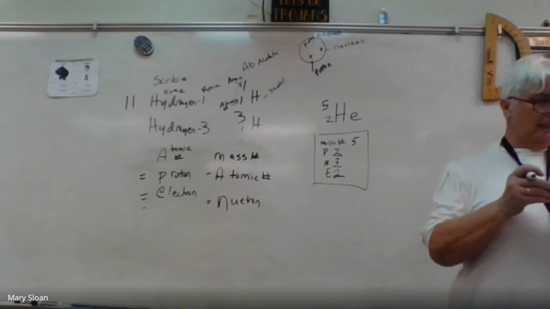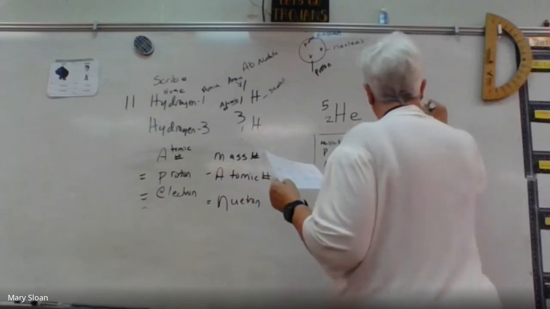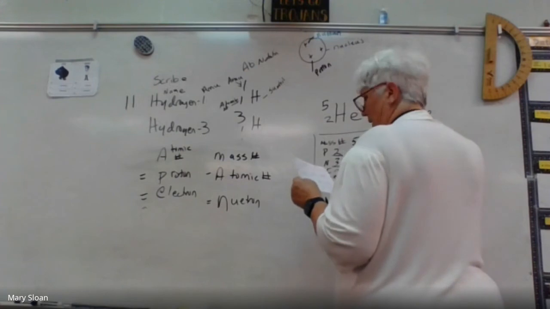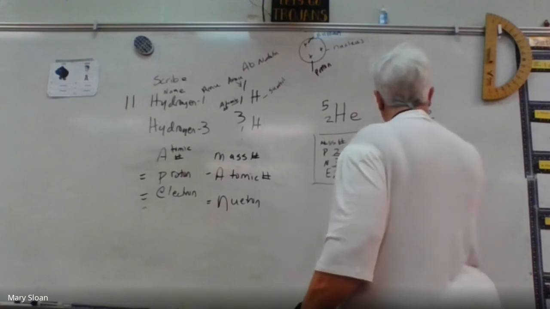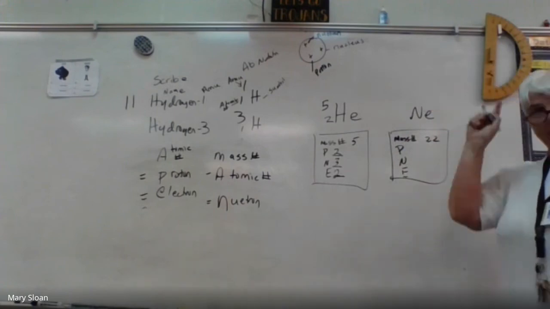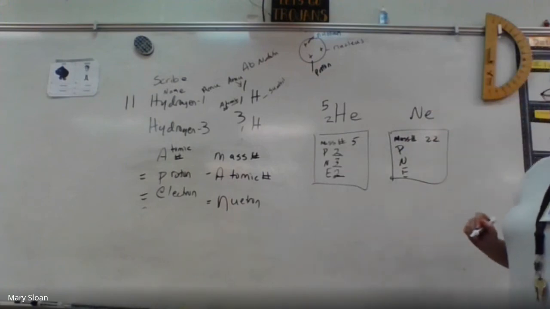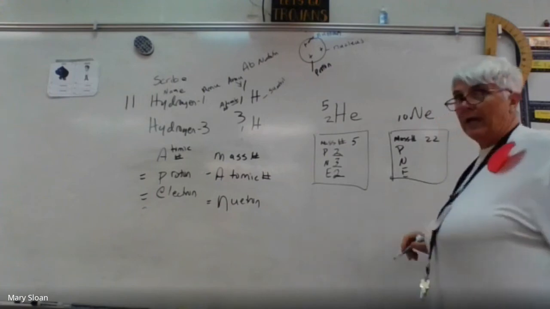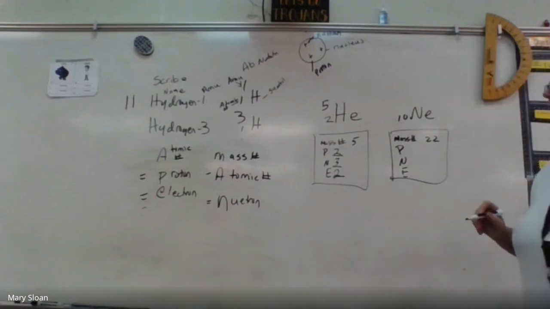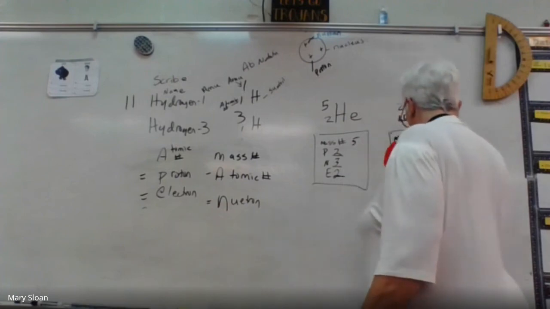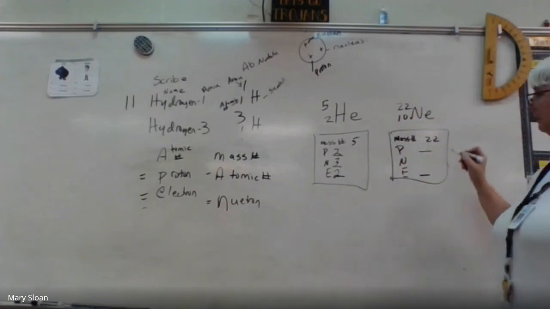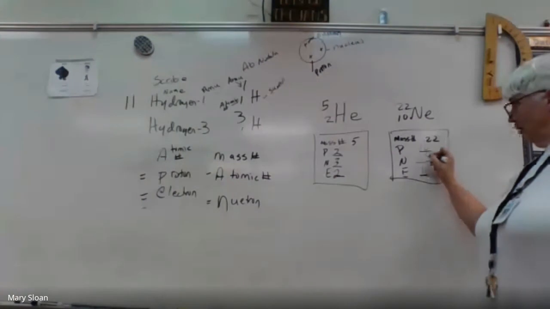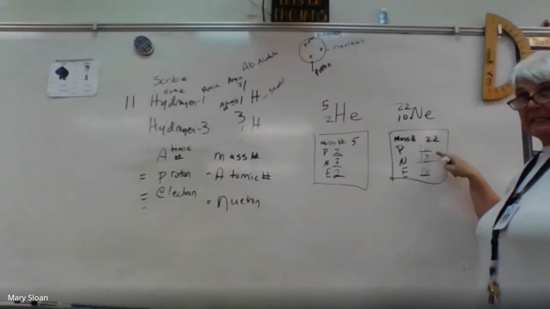All right, let's look at the one underneath that, Ne. We're going to do one more just because I want to help you. Mass number is 22. Protons, neutrons, and electrons. Neon, what is the atomic number? 10. Where does it go, top or bottom? On the bottom. The mass number is 22. Where do I put that? On the top. Protons and electrons, how many do I have? 10 and 10. What do I have for neutrons? 12. 22 minus 10 is 12.